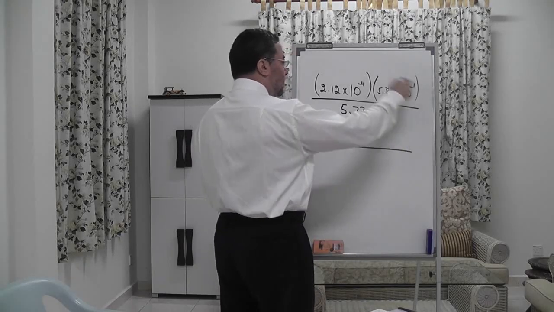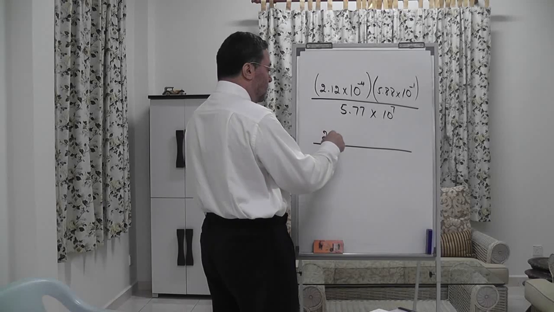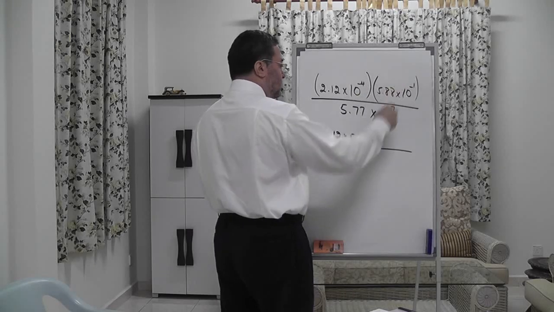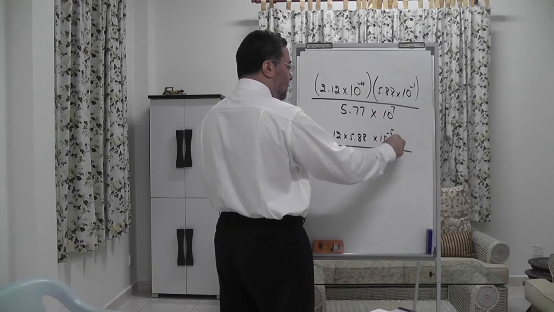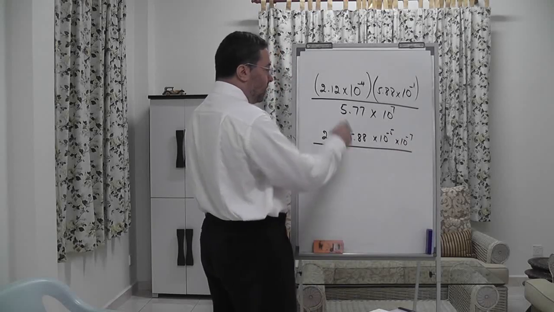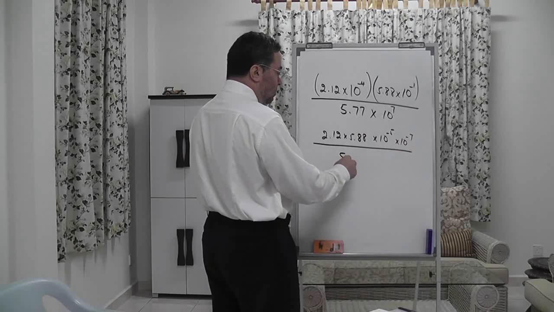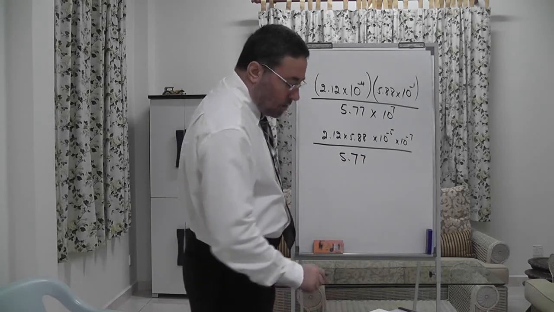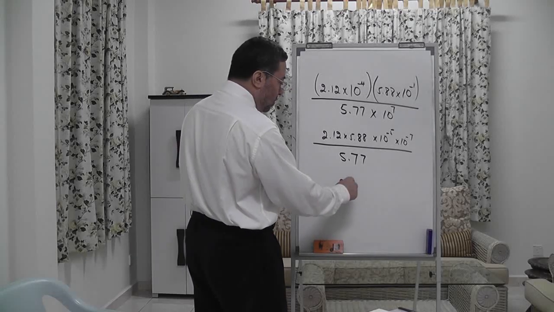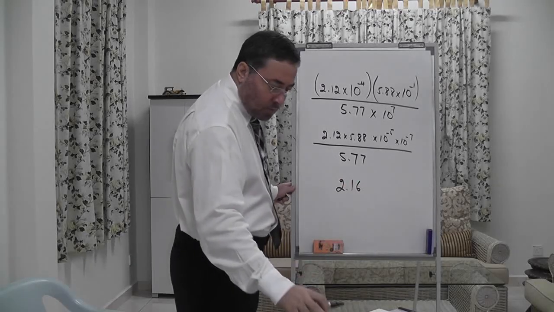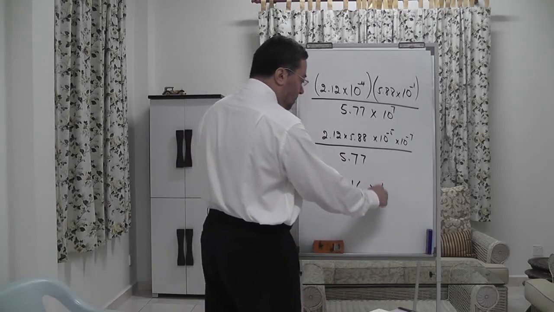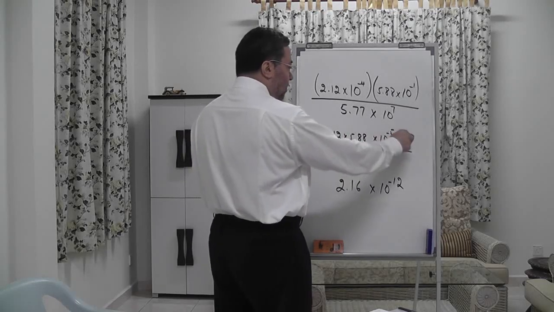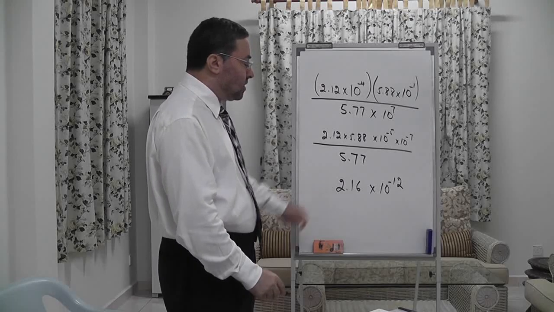Here we can move this right away up, so we get 2.12 times 5.88 times, we add these powers, 10 to the minus 5 times 10 to the minus 7. And in the denominator, we are left with 5.77. And our answer at the end will be 2.16 times 10 to the minus 12. You divide these two numbers by this, and you add the powers here, and you get the answer right away in scientific notation.